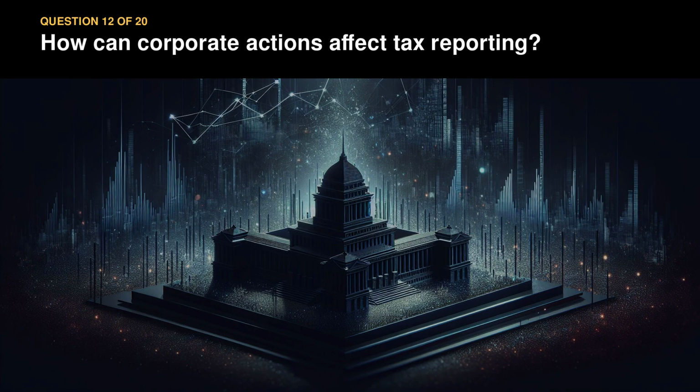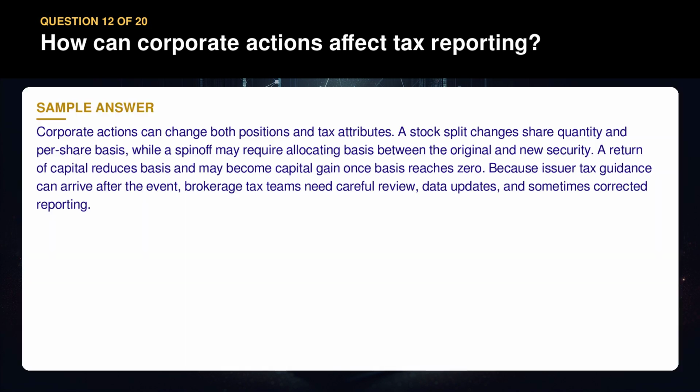Question 12. How can corporate actions affect tax reporting? Corporate actions can change both positions and tax attributes. A stock split changes share quantity and per share basis, while a spin-off may require allocating basis between the original and new security. A return of capital reduces basis and may become capital gain once basis reaches zero.